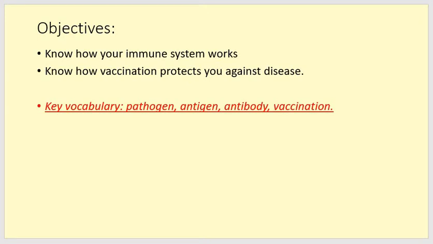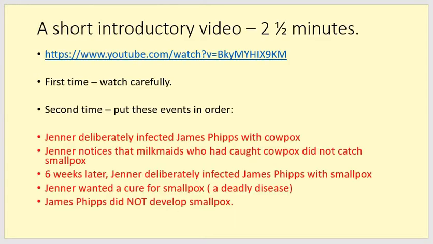Now, our objectives today are to know how your immune system works, and know how vaccination will protect you against a disease. You have got some key vocabulary: pathogen, antigen, antibody, vaccination. These 4 words are going to be used a lot. The 2 you need to be very careful of, fairly obviously, are antigen and antibody. They are very similar in how they look. You need to read them carefully to make sure you've got them the right way around, and you need to make sure that if you are at all confused, you make an effort to learn them.